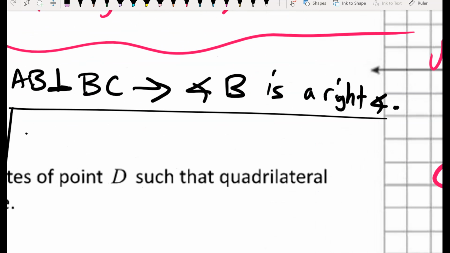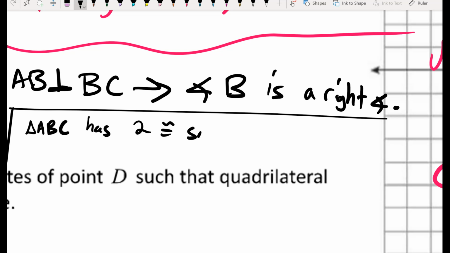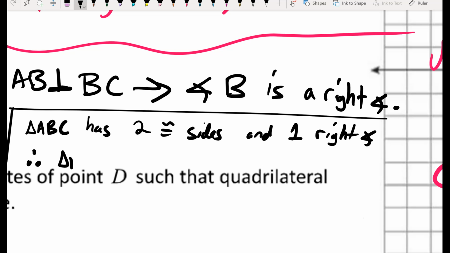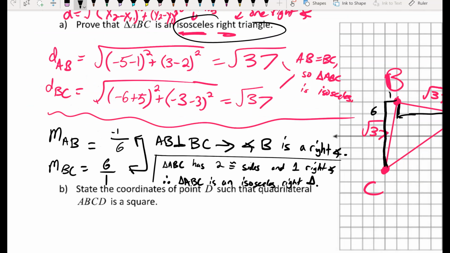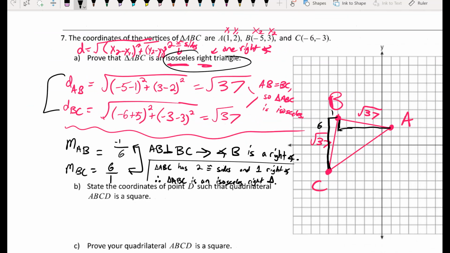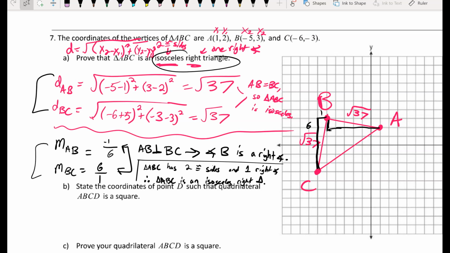So I could just say triangle ABC has two congruent sides and one right angle. Therefore, that's what those three little dots mean, triangle ABC is an isosceles right triangle. So for a coordinate proof, I need lots of work. I've got two congruent distances, negative reciprocal slopes to show perpendicular sides. That would be enough to show I've got an isosceles right triangle here.